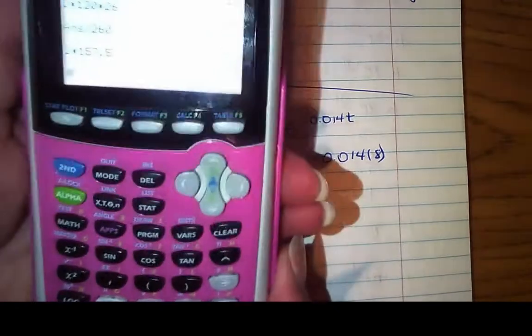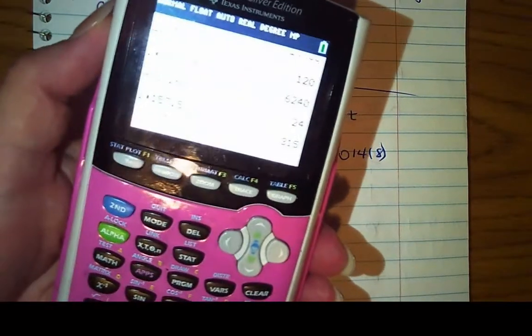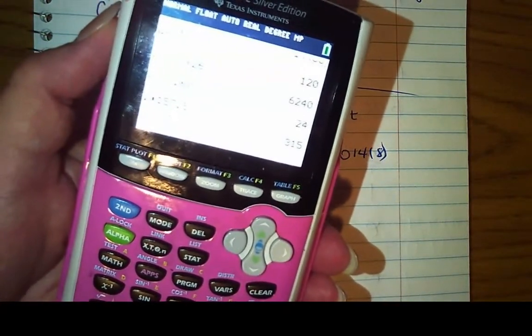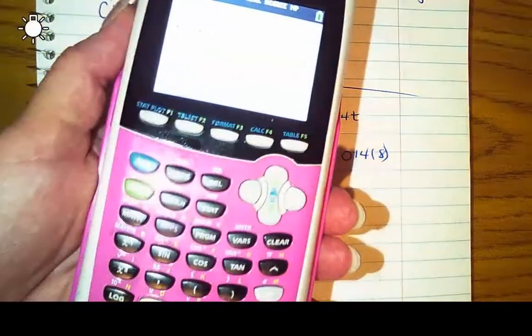Assuming you can see this, it's kind of bright and cheery, isn't it? Hang on, let me see if I can turn this off. Does that help? No, it does not. Okay, whatever.